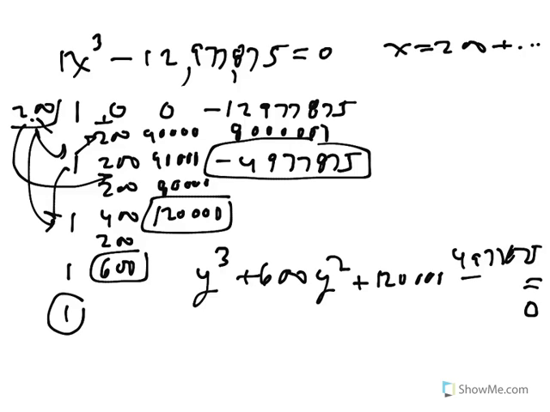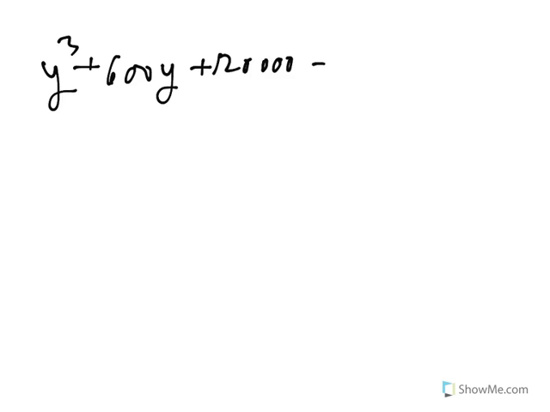So again, we know the answer is 200 and something. The answer to this new polynomial is going to be the tens place of our answer. And we do this new polynomial the same way we did the other one, so I write it down. It was y cubed plus 600y squared plus 120,000y minus 4,977,875 equals 0.